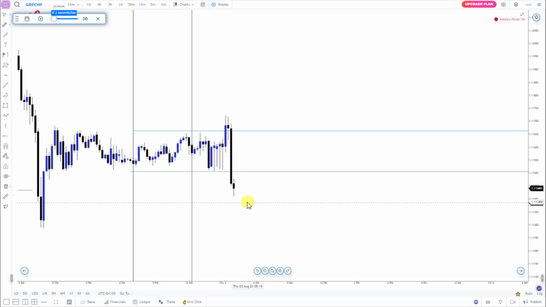And the second way ICT said he used to enter this trade, this was 5 years ago. What he said is that he can actually place a sell stop at this particular area.